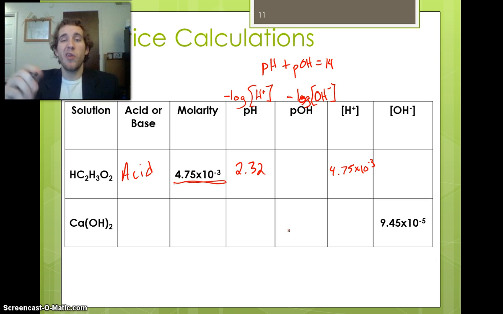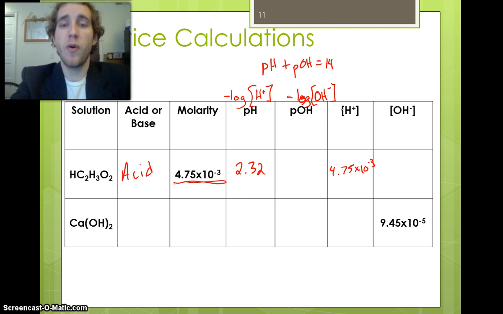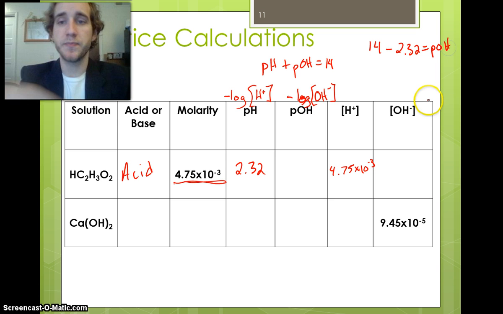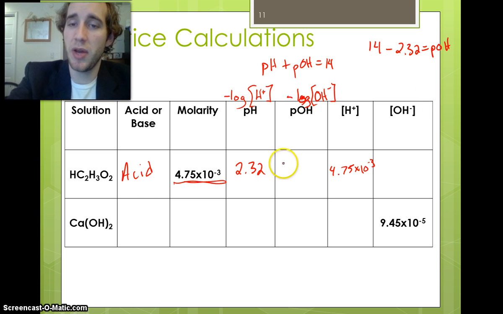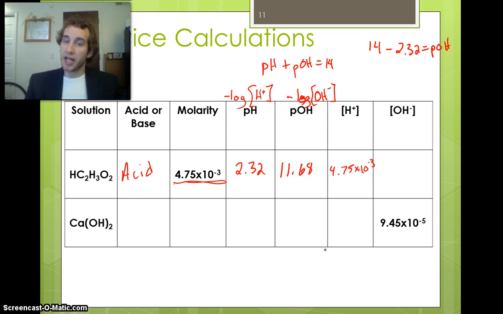Here's the neat part. We know that the pH plus the pOH must equal 14, must equal this total scale. If we know the pH is 2.32, that 2.32 plus something must equal 14. Well, to find the pOH, we're going to subtract 14 minus the 2.32. When you take 14 subtracted by 2.32, you're going to get a pOH of 11.68. Now some of you are going, wait.